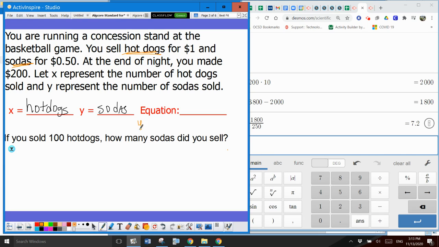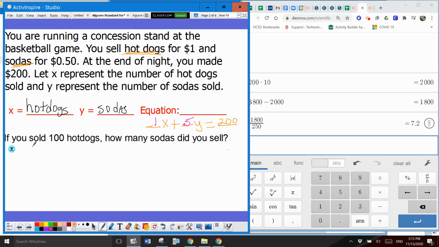Okay, my equation. I have something X plus something Y equals my total. My total is 200. I know that. What's going to go in the other boxes? Well, hot dogs were $1, so there's a 1, and sodas were 0.5, or 50 cents.